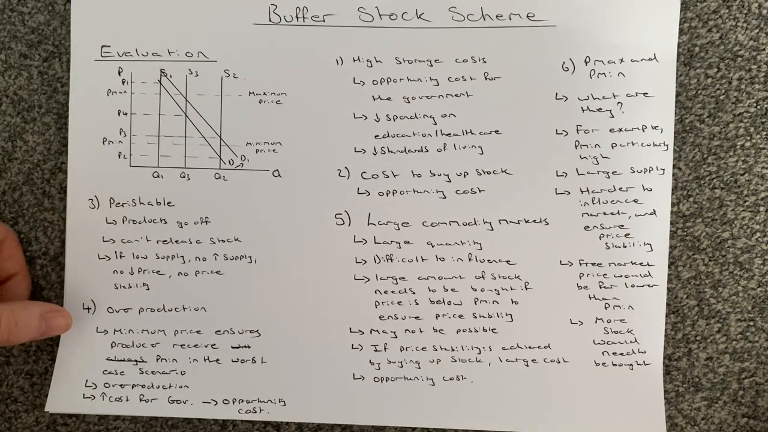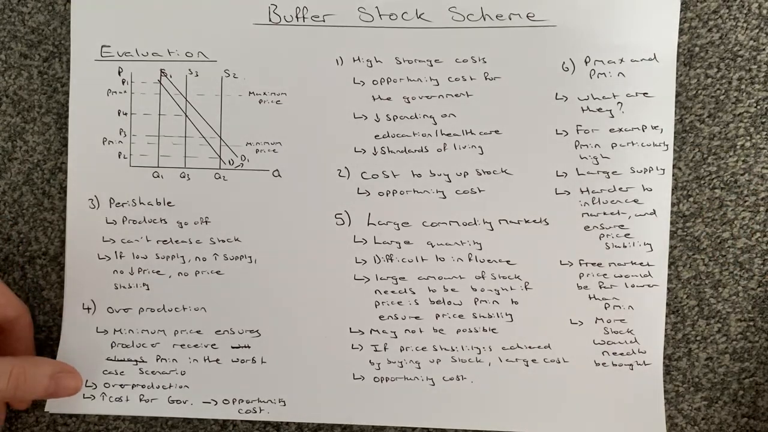Also, we talked about overproduction. That minimum price incentivizes firms and producers to keep on producing because they will get this minimum price, and that overproduction may mean that it's going to cost governments more in order to influence the price, and again that's going to come at an opportunity cost.